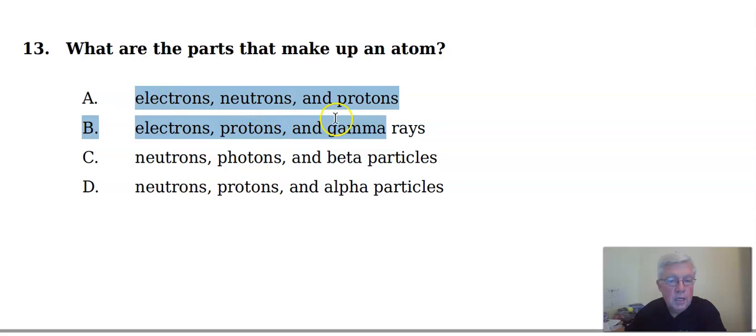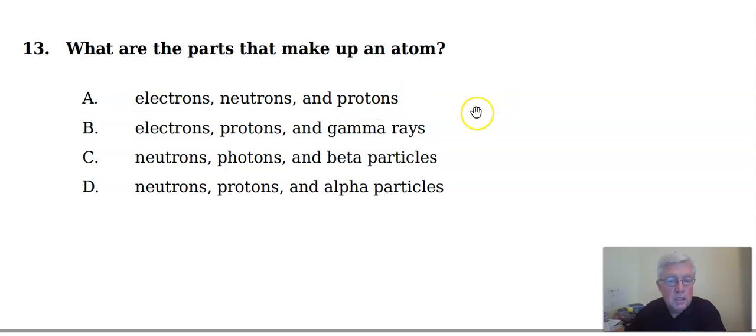The best answer is electrons, neutrons, and protons. Sometimes the best answer is the easiest answer, and 13 is A. Makes up the atom. You could have in parentheses here the nucleus, but it's really not a thing. It's more of an area.